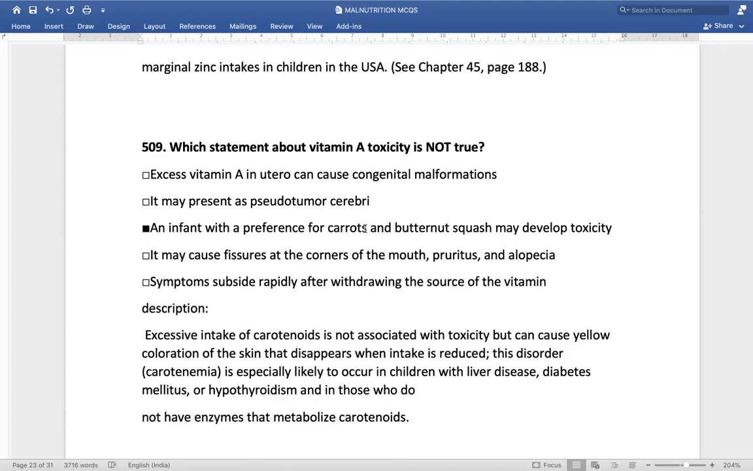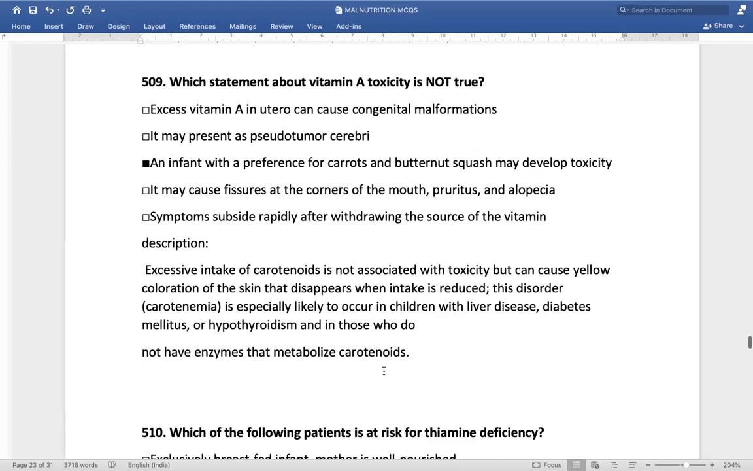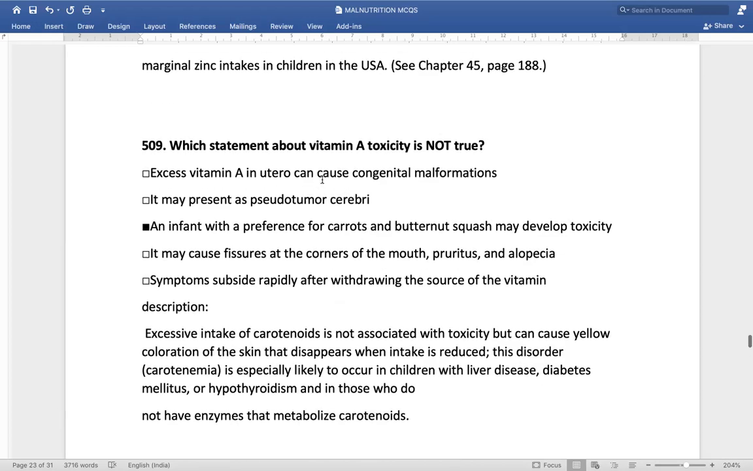So, preference for carrot: carrot has carotenoids and not vitamin A per se. And excess consumption of carotenoids will only cause carotenemia, that is just yellowish discoloration of skin, and it is not equivalent to vitamin A toxicity. Vitamin A toxicity is definitely seen if vitamin A is used, that is cis-trans retinoic acid, which is used to treat acne. If it is used in the first trimester, it will cause congenital malformations.